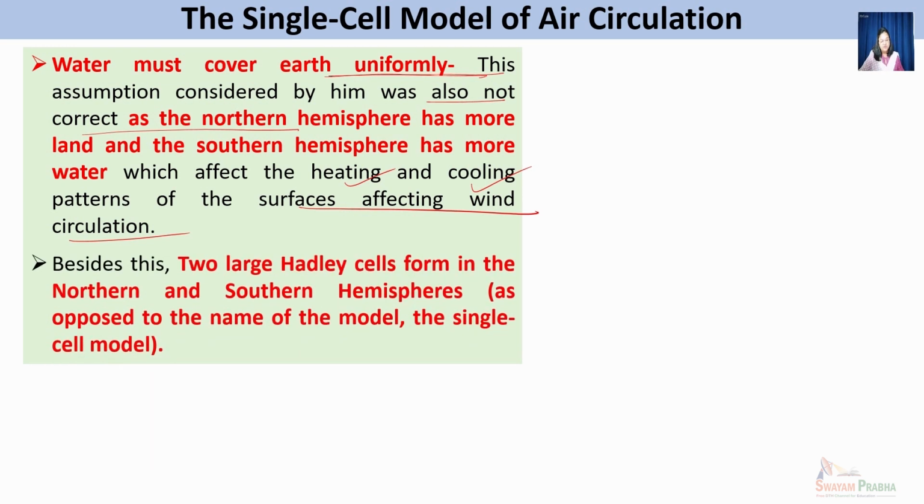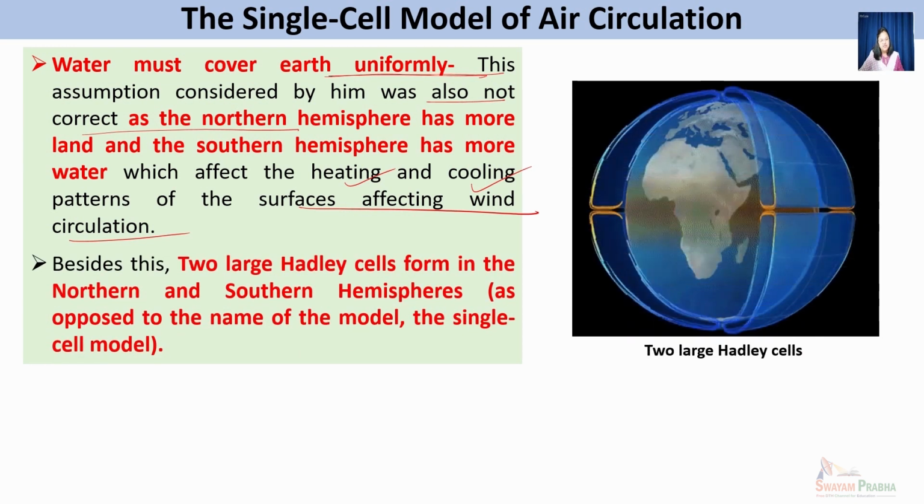Besides this, his very concept of the single cell model was questioned when two large Hadley cells formed in the northern and the southern hemisphere, as we have seen in the last video. So instead of one single cell, as he proposed, we can see that we have a single cell model for the northern hemisphere as well as for the southern hemisphere.